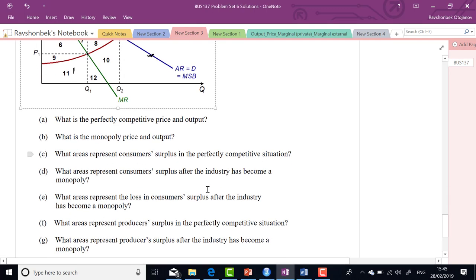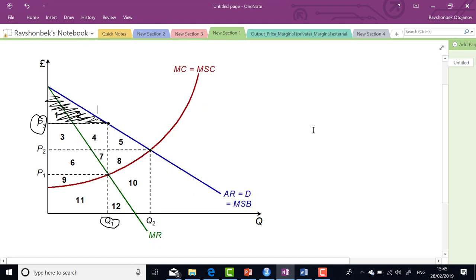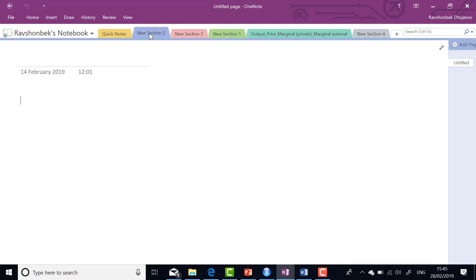Okay, next one, F. What areas are producer surplus in the perfectly competitive situation? No, that was consumer surplus. Now we're looking at producer surplus. Producer surplus is the area above the supply curve or MC curve, but below the equilibrium price. So it's 6, 7, 8, and 9 on the perfect competition. This whole area is the producer surplus under a perfectly competitive firm. But you will see that on the monopoly, that's not the case.